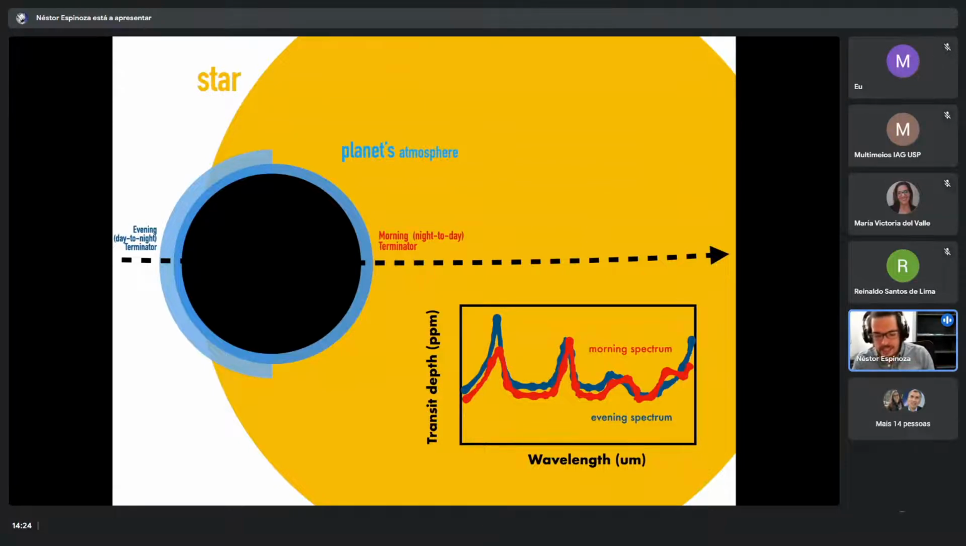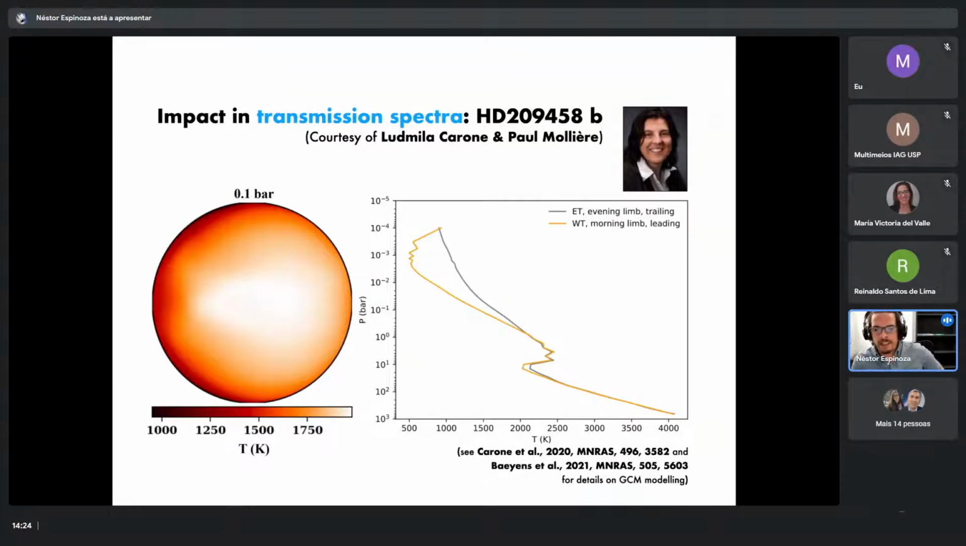So we sat down with a bunch of experts to actually measure this. In our team, for instance, we have Ludmila Caron and Paul Mollier, who are experts on 3D modeling and on passing those 3D models to transit spectroscopy to see how this should look in the actual data. And as you can see, here's one of the models of Ludmila Caron, in which she's showing the temperature-pressure profile. So this is the right panel. The x-axis is temperature, the y-axis is pressure, and you see it's increasing downwards because we use it as a measure of the height. The deeper you are in an atmosphere, the more pressure you have, and the larger is the column of material on top of you.